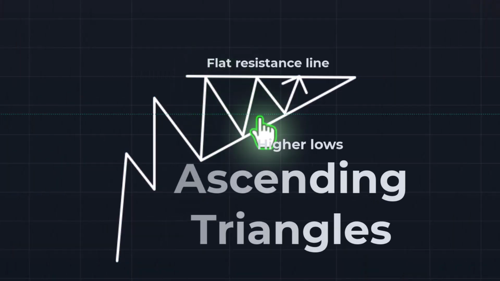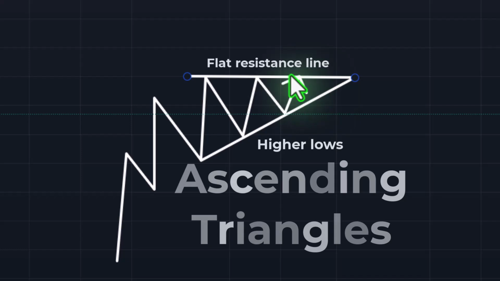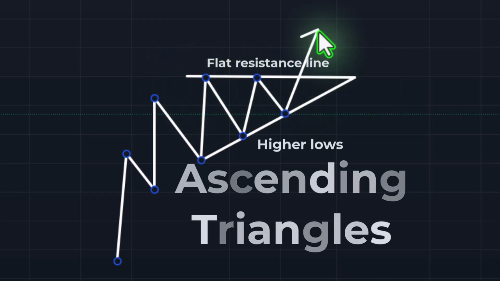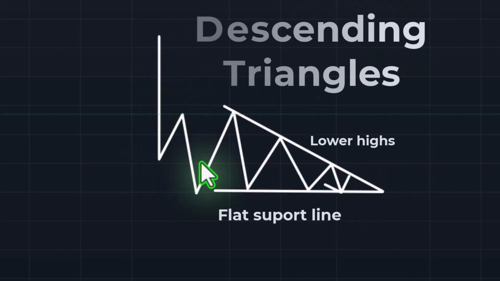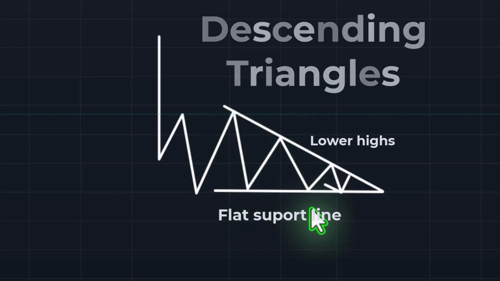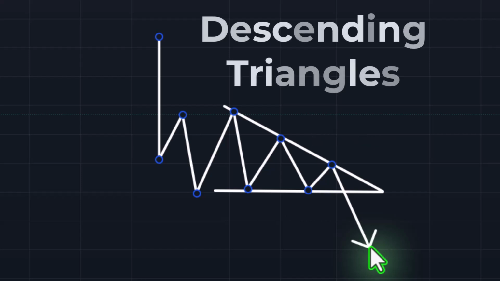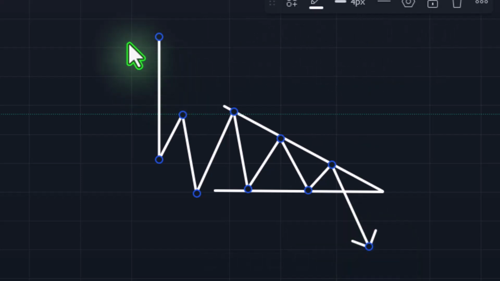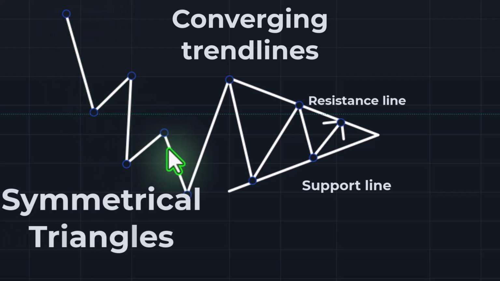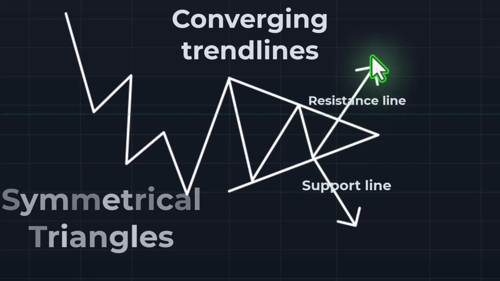Ascending triangles are formed by higher lows with a flat resistance line, signaling a potential bullish breakout. Descending triangles, on the other hand, are formed by lower highs with a flat support line, which signals a potential bearish breakout. And the last one, the symmetrical triangles, are formed by converging trend lines, which signals a breakout in either direction.